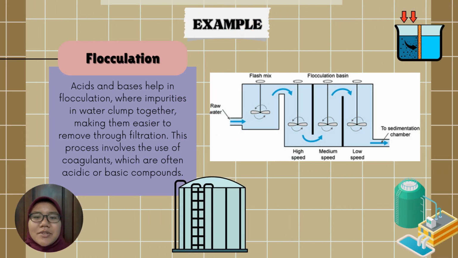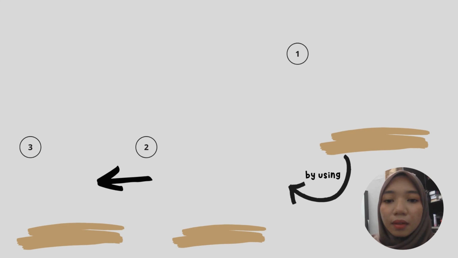The last example is flocculation. Acids and bases help in flocculation, where impurities in water clump together. It will make them easier to remove through filtration. This process involves the use of coagulants, which are often acidic or basic compounds.